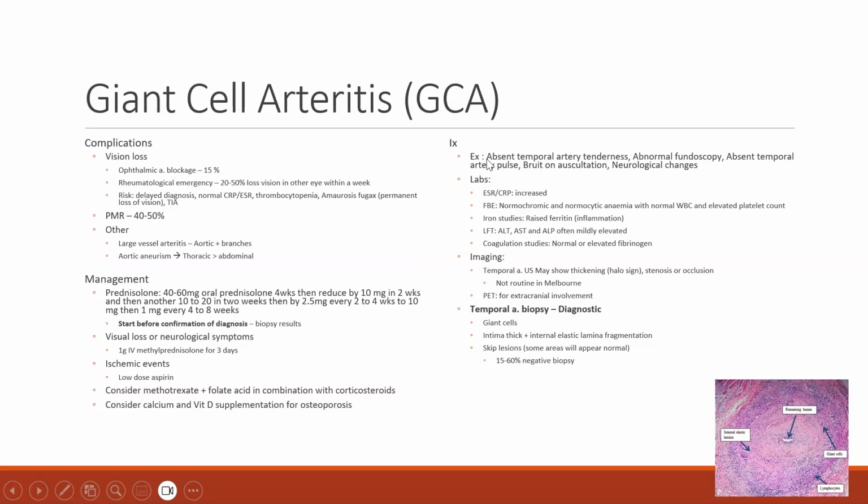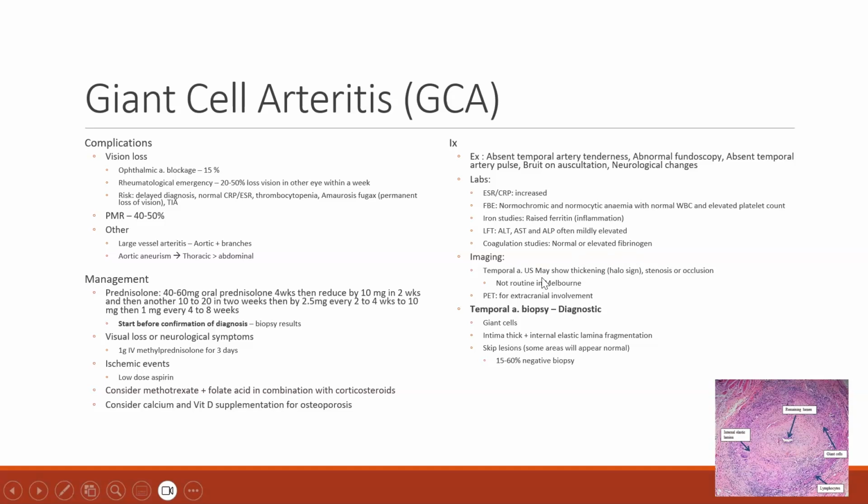Investigations are like examinations. You get absent temporal artery tenderness, abnormal fundoscopy, absent temporal artery pulse or bruit on auscultation, or neurological changes. Labs: increased inflammatory markers. We can get normochromic normocytic anemia, normal white blood cell count. We can get elevated platelet count. Iron studies, they have raised ferritin. LFTs, just mildly elevated liver markers. Coagulation is normal or elevated fibrinogen.